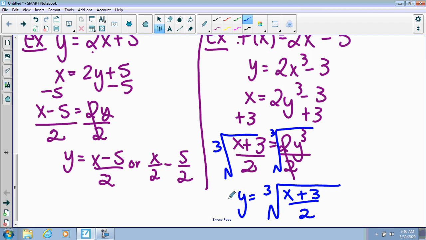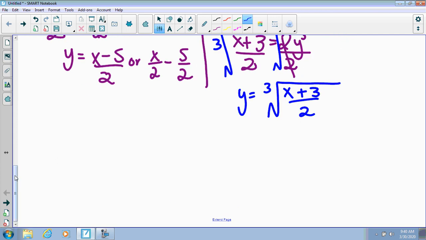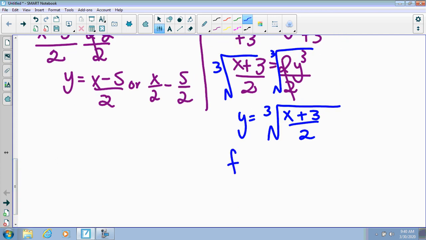Okay? And you could always also see this written using the inverse notation. Since they started in f of x form, you might want to end up in f of x form. But we did the inverse instead, so this would be f inverse of x is the cubed root of x plus 3 over 2.